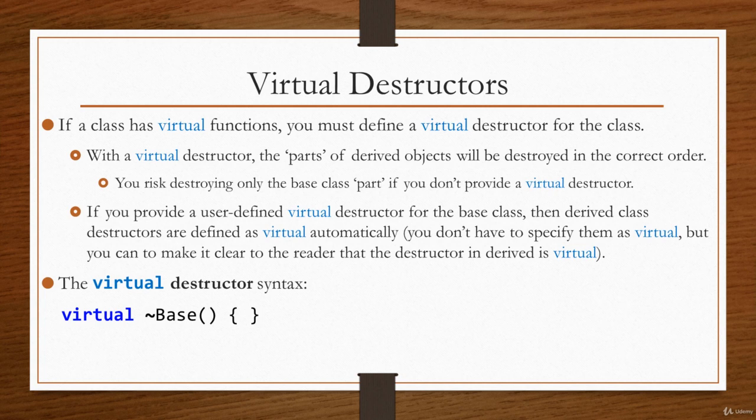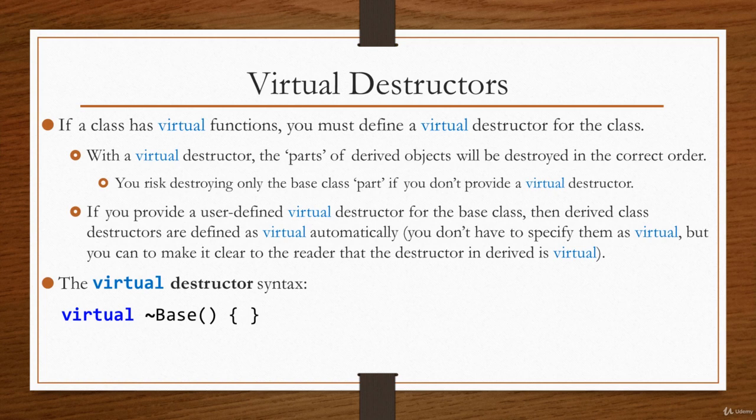So we don't use virtual constructors in C++, but we do use virtual destructors, and they are quite important. Typically if a class has a virtual function, then you must also define a virtual destructor for the class. With a virtual destructor, the parts of the derived objects will be destroyed in the correct order. If you don't have a virtual destructor, the behavior is actually undefined, but what it boils down to is that you risk destroying only the base class part.